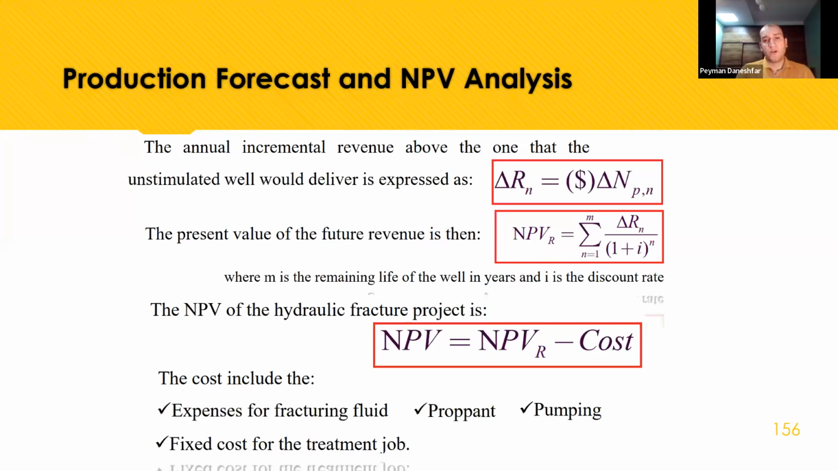And what are the costs in the NPV of a hydraulic fracturing project? The costs include expenses for fracturing fluid, for pumping, fixed costs for the treatment job, for trucks, for loading, for personnel, for every parameter that we include in the cost of hydraulic fracturing.